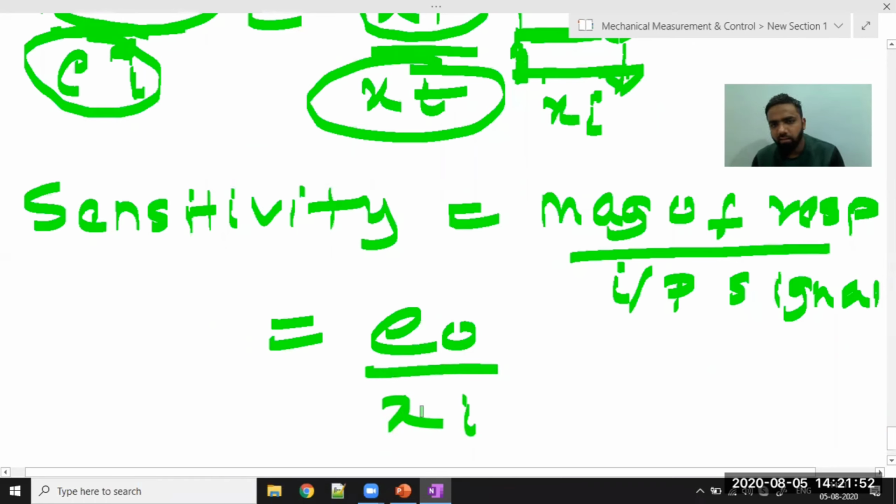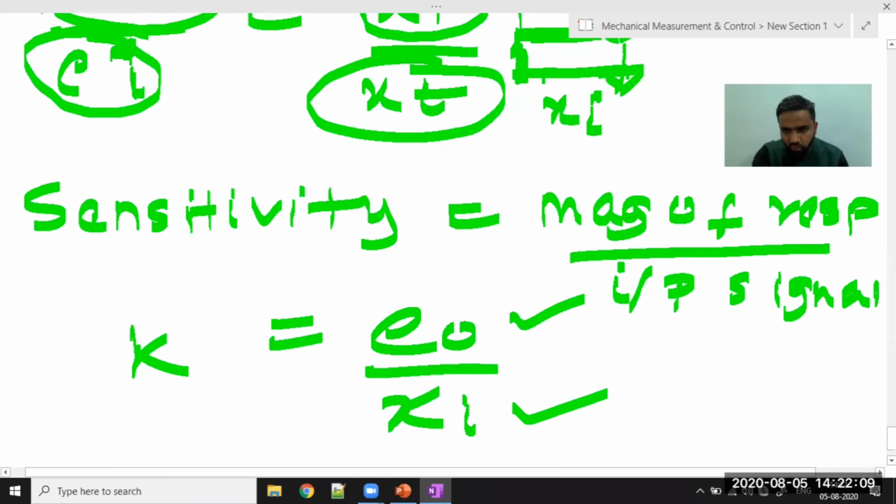Sensitivity is nothing but output upon input. So output is the voltage that I'll measure across the wiper and the positive side of the potentiometer. Xi will be the movement of the wiper from the positive to the negative side where it is moving, right? So this will be my sensitivity.